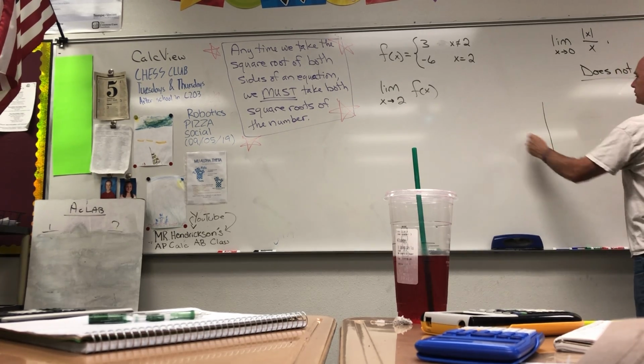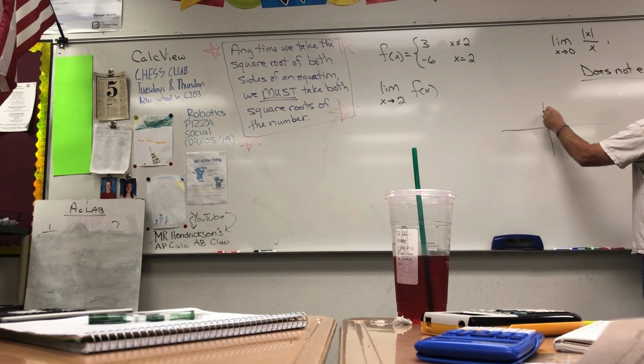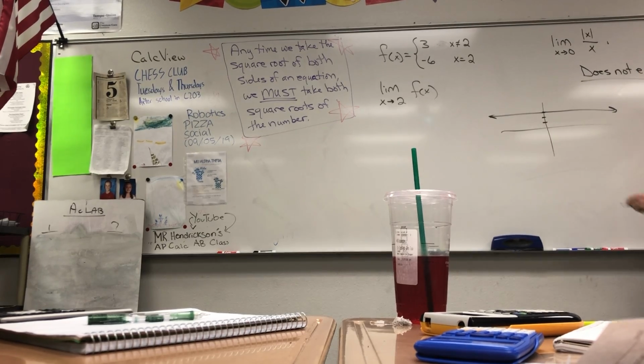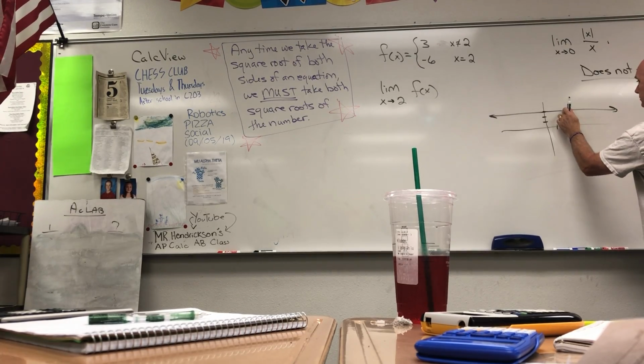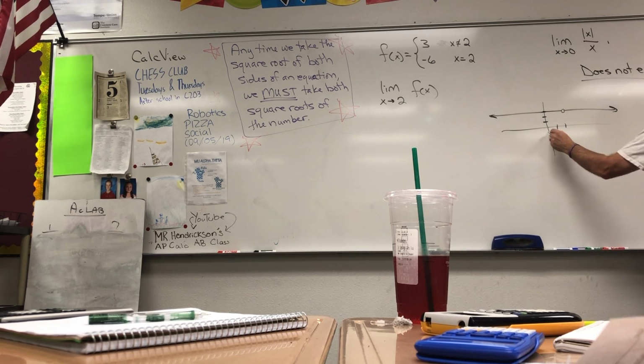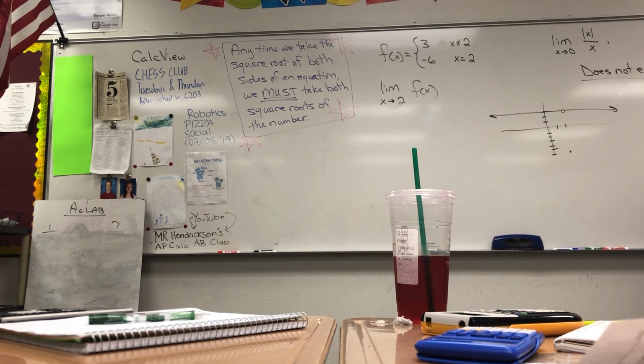Okay, do you guys know what this graph looks like? So, right, f of x equals 3. And there's only 2. Except right there. And that point is down there. Does that make sense? Yeah. When x equals 2, f of x equals negative 6. But when x is anything else, f of x equals 3.